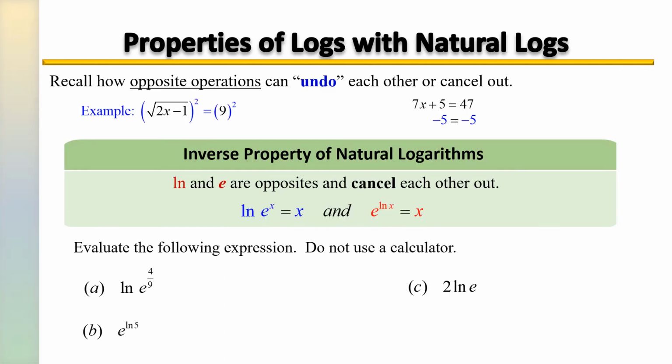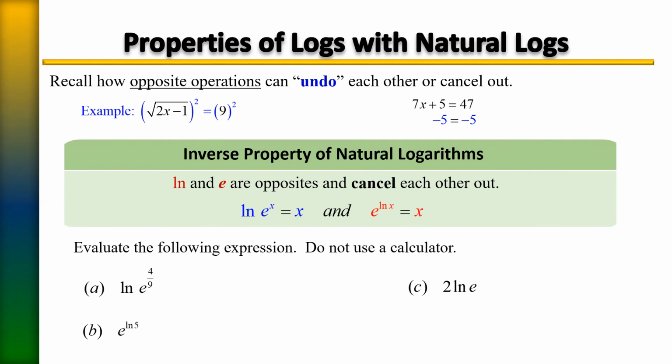All right, so recall how in a lot of operations in mathematics, you have to do opposites to undo each other. For example, if you want to solve the equation 7x plus 5 equals 47, to start solving that, you would have to get rid of that positive 5 there. And remember, the way you get rid of it, you have to do the opposite to undo it. So you would subtract 5.